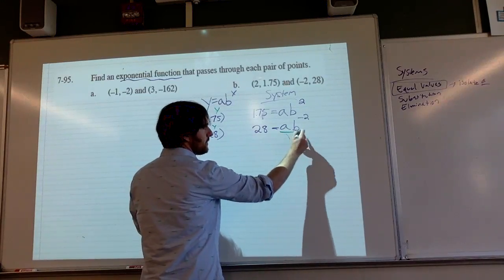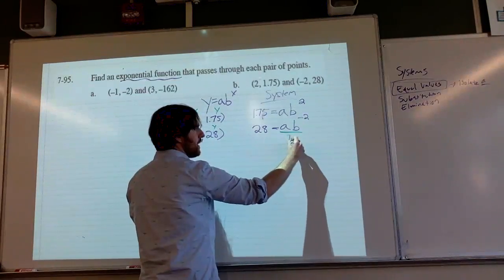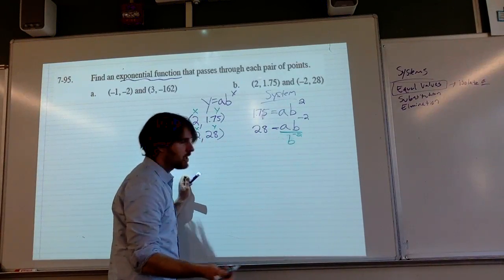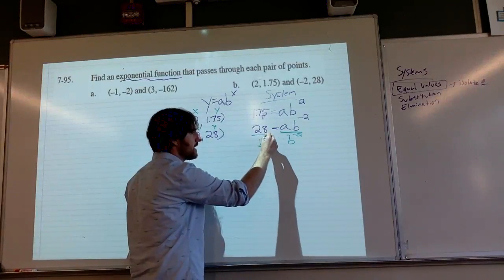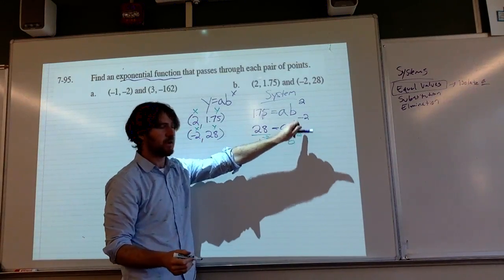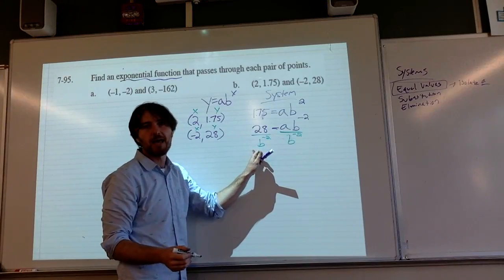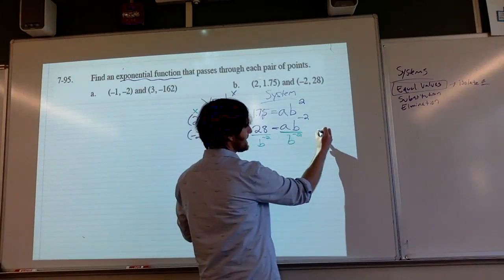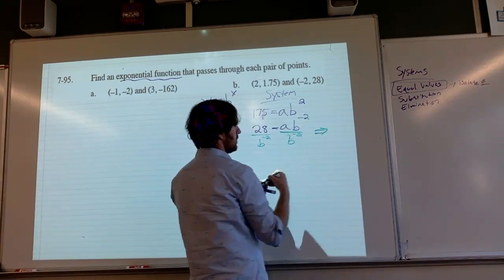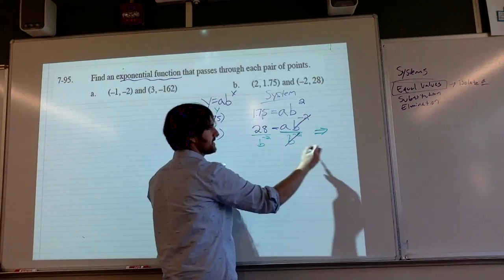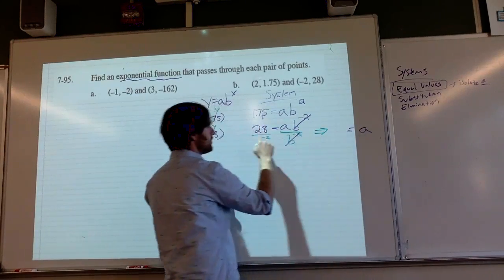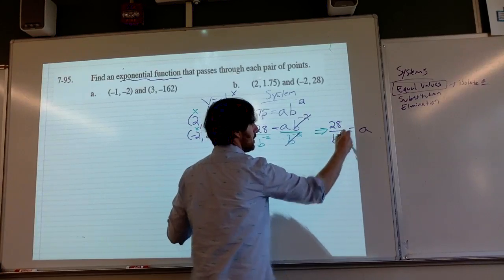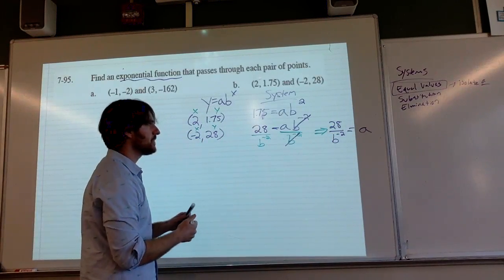I'm going to isolate a. To isolate a, I can get rid of this b to the negative 2 power. That b to the negative 2 power is multiplied to a, and what gets rid of multiplication? Dividing. If I divide one side by whatever is multiplied to a, I have to divide the other side by that same amount, which keeps my equation balanced. So this cancels out, and I get a is equal to 28 over b to the negative 2 power. That's one of my a's.